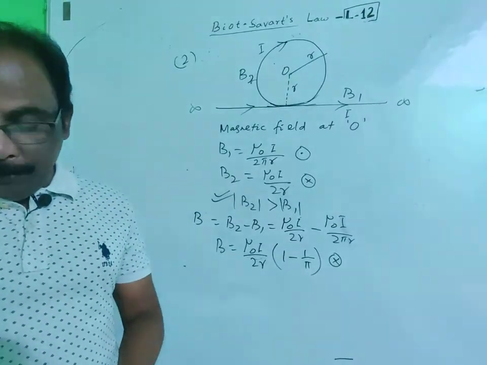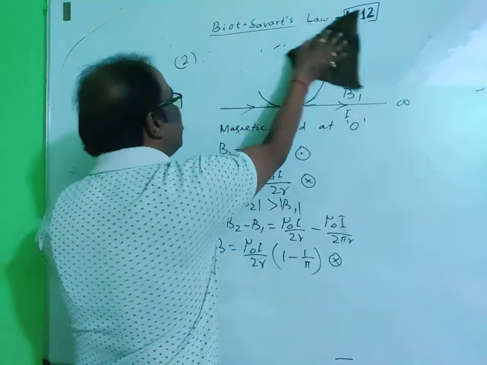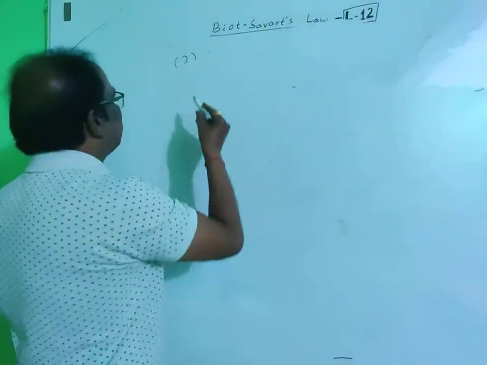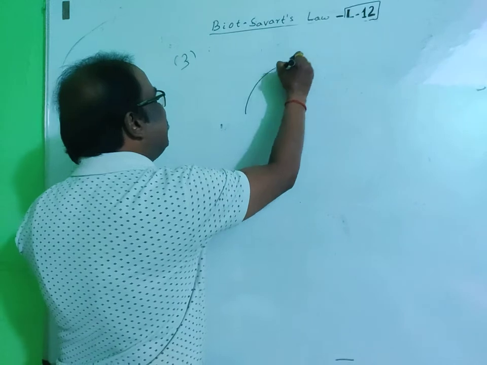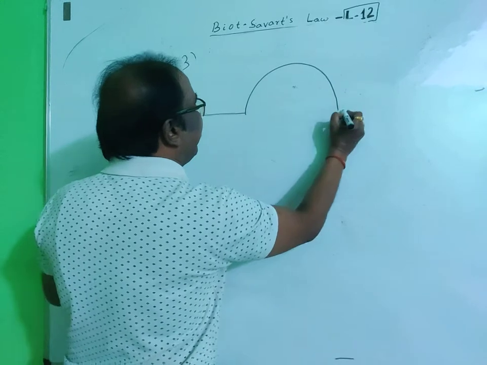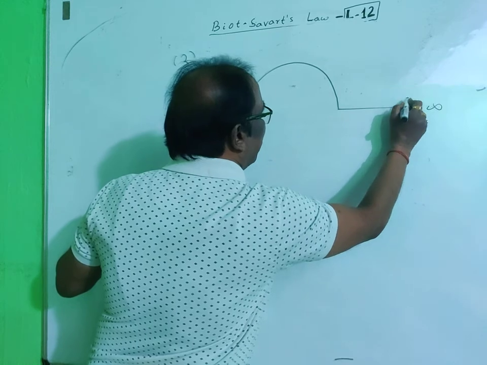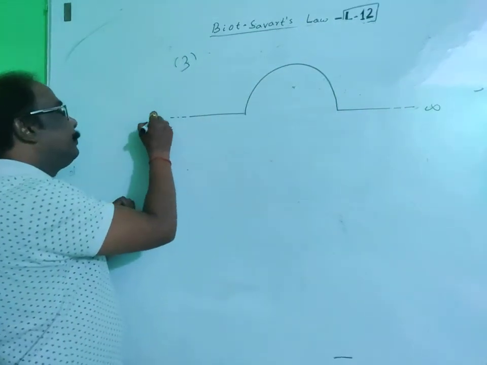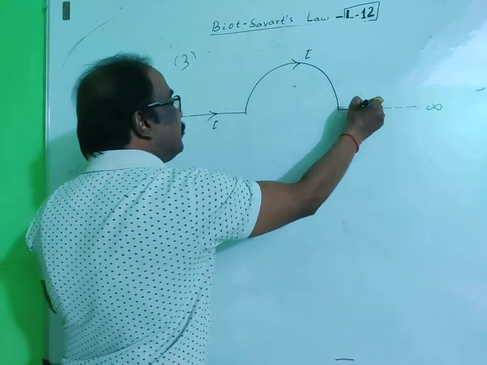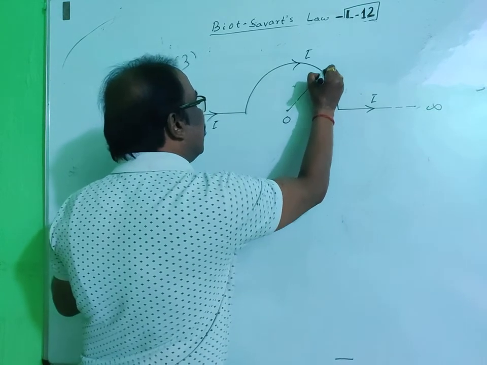Okay. Then question number 3. This is a semicircular coil. This is a straight conductor, and this is also a straight conductor. This is up to infinite, and this is also up to infinite. Current flowing is I. The same current I is flowing through the semicircle. We have to find the magnetic field at the center of the semicircle, and the radius is R.